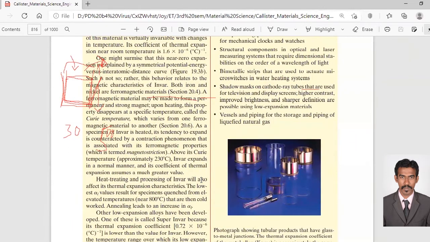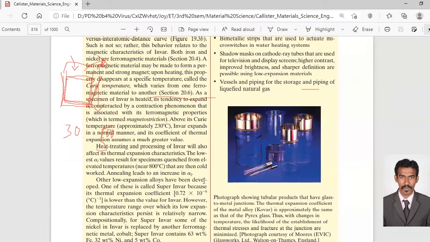Heat treating and processing of Invar will also affect its thermal expansion characteristics. The lowest alpha L values result for specimens quenched from elevated temperatures that are then cold worked. Annealing leads to an increase in alpha L. So if they want to change that property, they will go for some heat treatment process. Other low expansion alloys have been developed. So there are some others also.